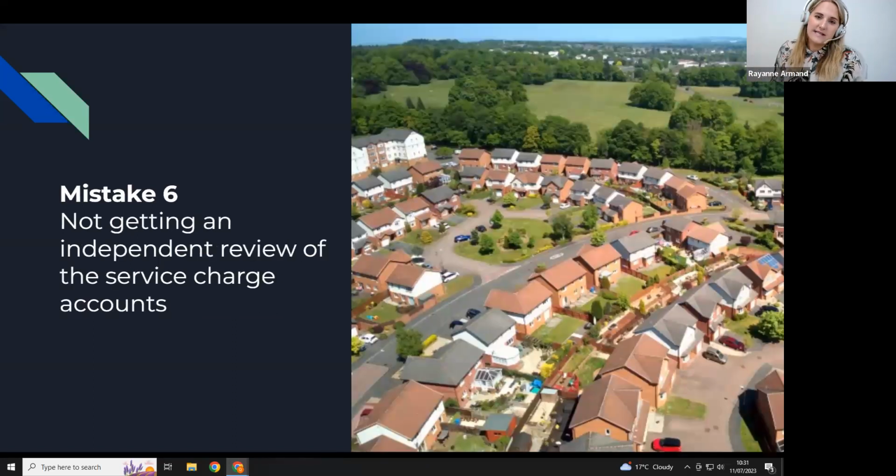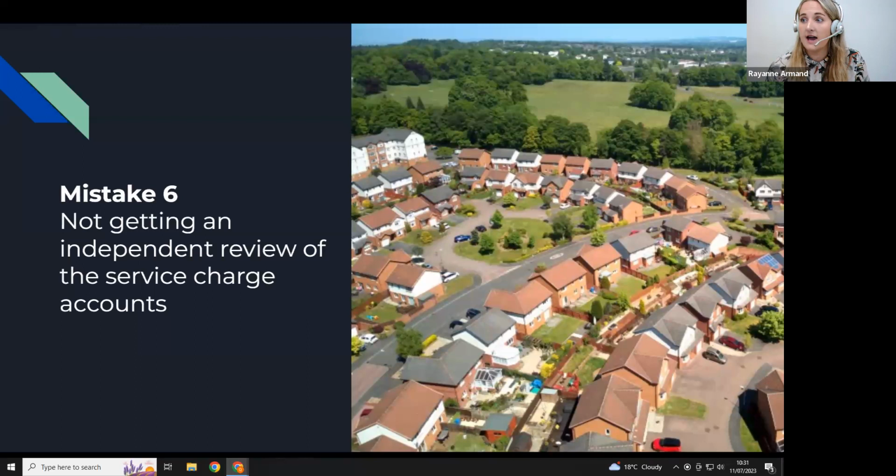So mistake number 6, this one isn't as often made, I think most people are aware, but just to again highlight this too, is not getting an independent review of the service charge accounts. The code does state that all annual statements of accounts, so your service charge accounts, should be subject to an examination by an independent accountant before issue to the lessee.